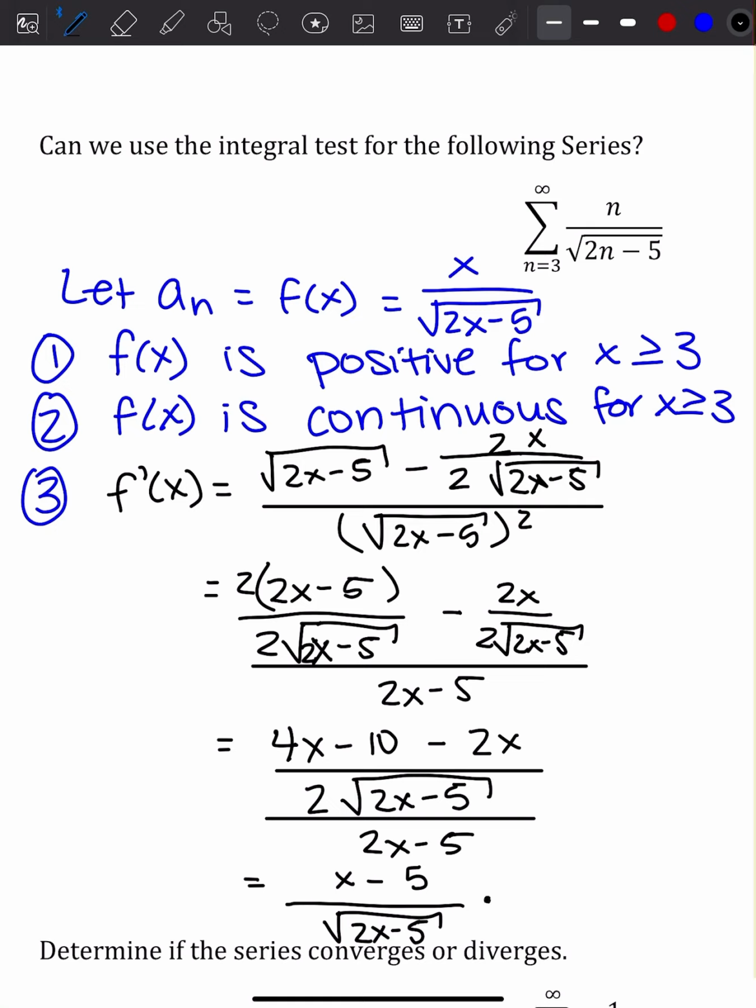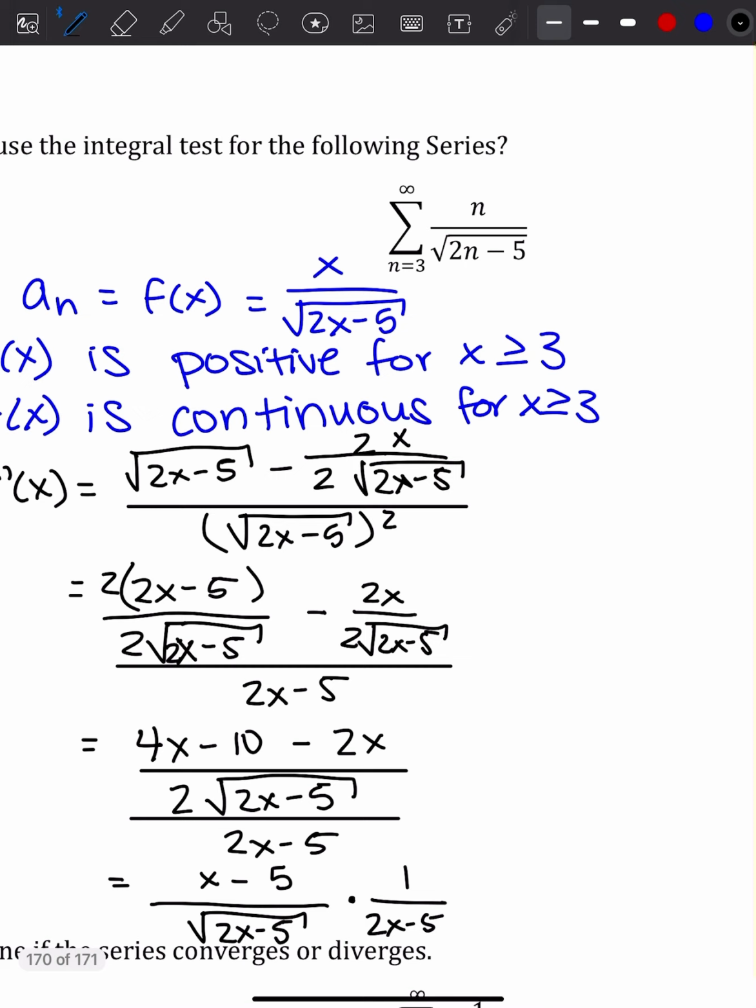And then I'm going to change the dividing by 2x minus 5 to times the reciprocal, 1 over 2x minus 5. And then we're going to simplify the best that we can. So we're going to have an x minus 5 on top, and we're going to divide it by, the square root is to the 1/2 power, this would be to the first power, so we're going to have 2x minus 5. And if we add those powers together, we get the 3/2 power.